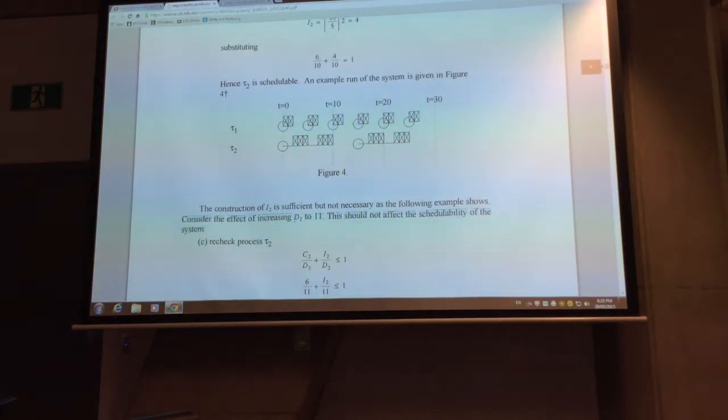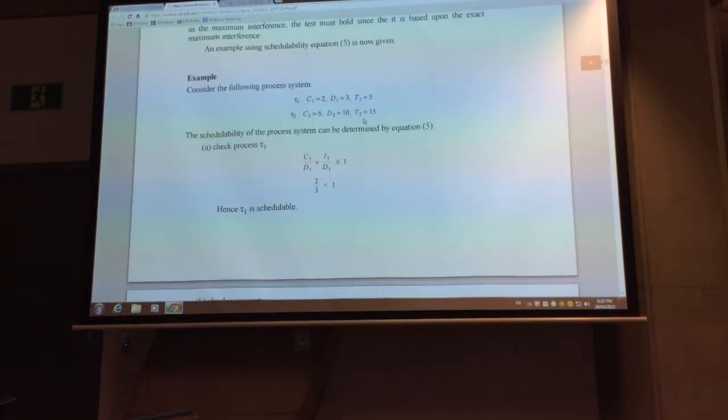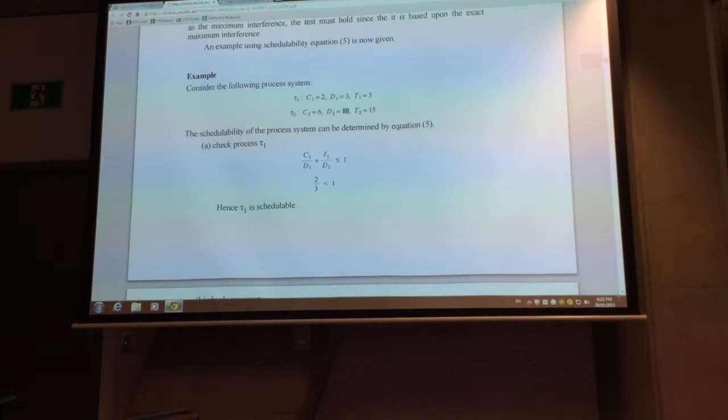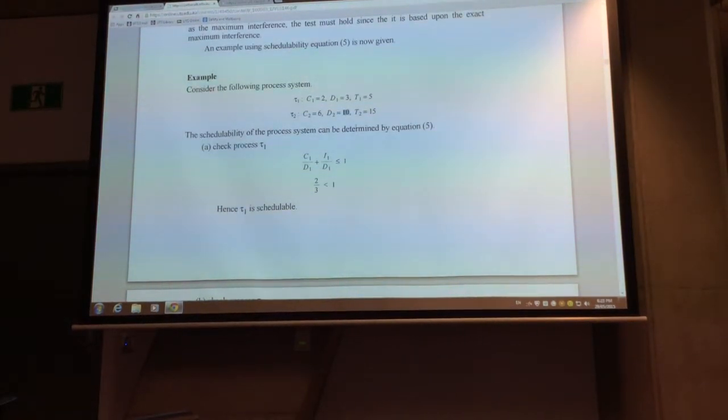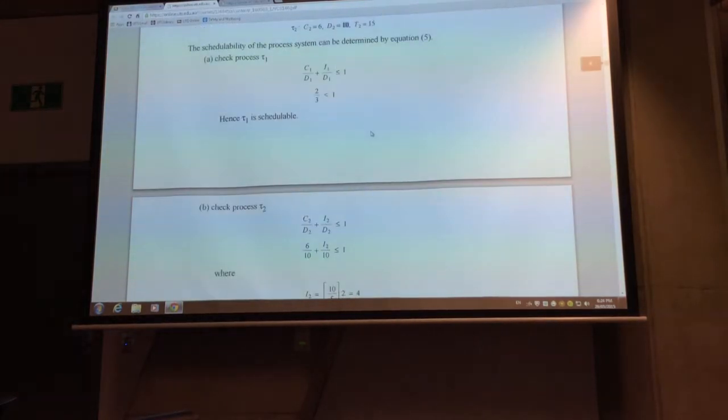Yeah, we just demonstrated that with a deadline for task 2 of 10, it was able to meet its deadline. So if we increase the deadline from 10 to 11, we haven't made the constraints any tighter, have we? We've actually relaxed them a bit. So he's quite right. Increasing D2 from 10 to 11 should not affect the schedulability of the system. We've actually made it easier.